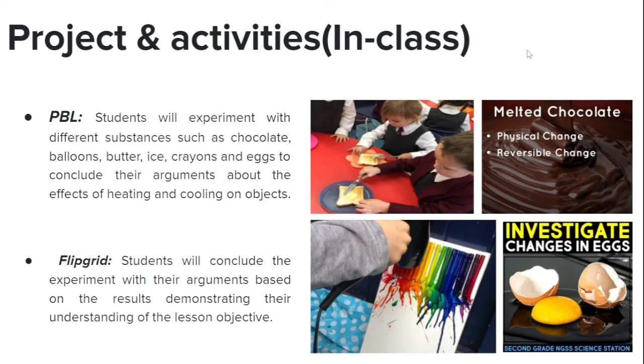Moving on to the in-class activity, well, we are going to dive into project-based learning, where students will experiment along with me and with different objects such as chocolate, balloons, butter, ice, crayons, and eggs. And they will be concluding their arguments about the effect of cooling and heating on such objects. So we will be melting and solidifying chocolate to show that it's a reversible change. We will be melting butter and solidifying it to show that it's a reversible change again. We will be cooking an egg to show that it's an irreversible change, where eggs cannot be brought back to their previous form.